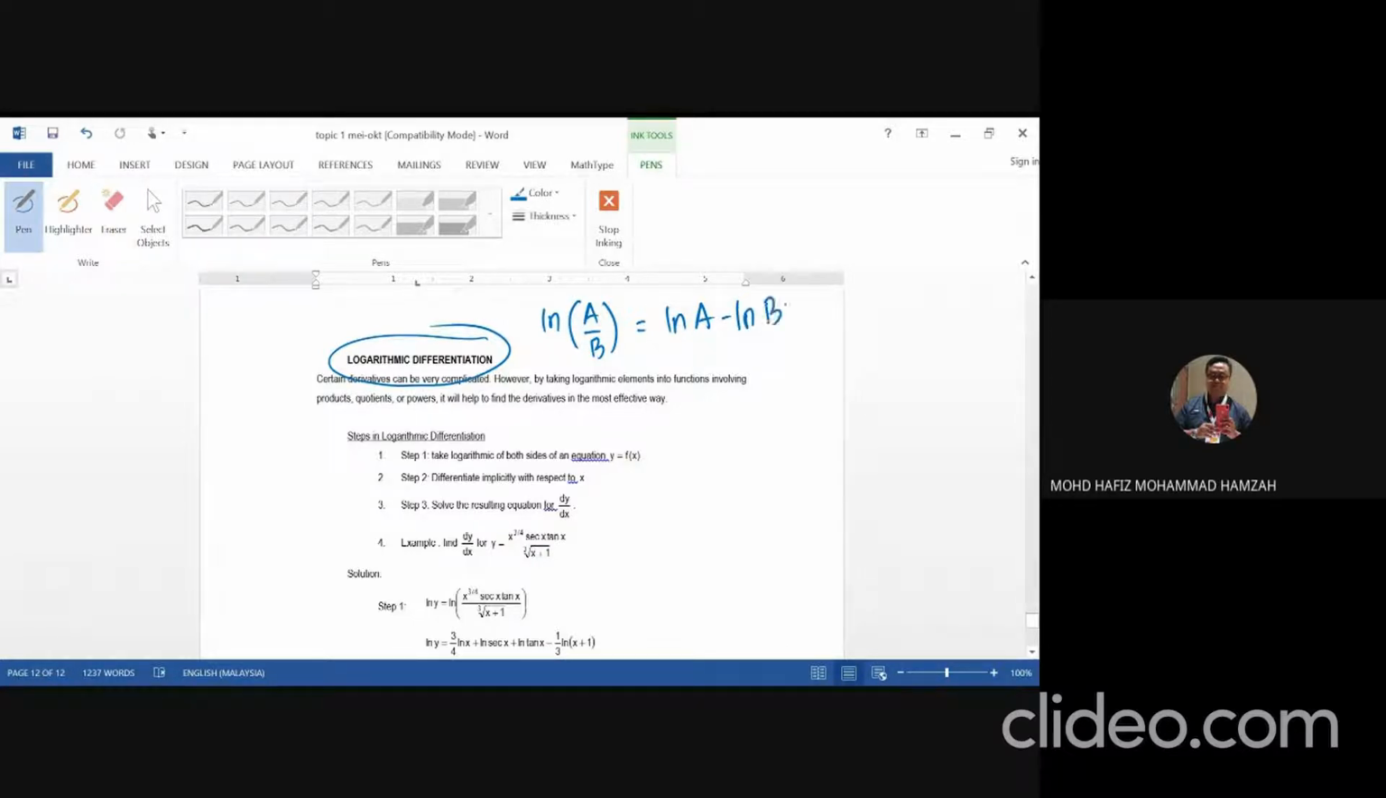Bila kita boleh tulis dia sebagai ln A minus ln B, ataupun ada lagi satu keadaan bila your question is in the form of y equal to, let's say e to the power of 3x, lepas tu ada kuasa lagi, kuasa sin x. So maknanya dekat sini you ada dua variable of x ataupun ada dua function.